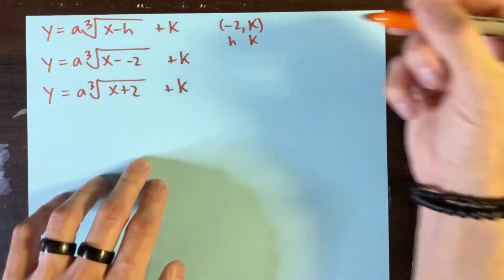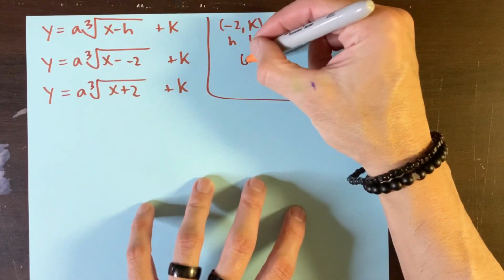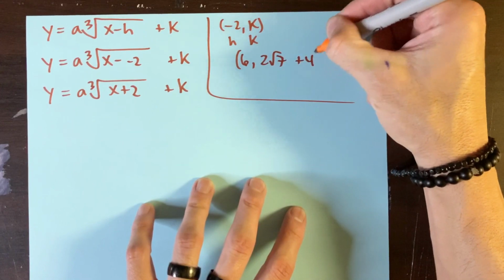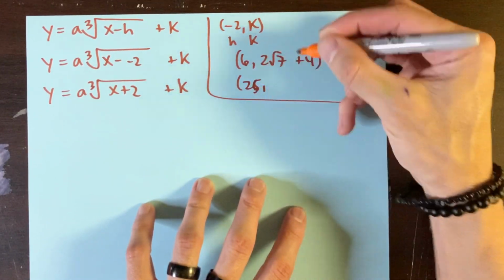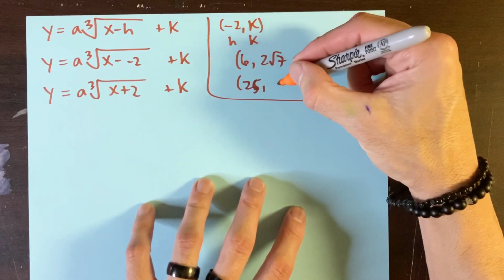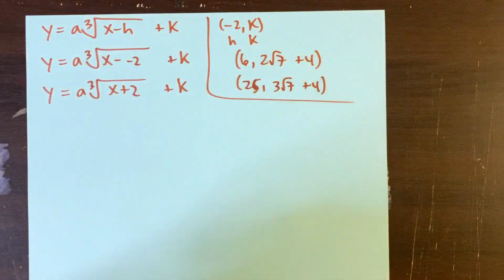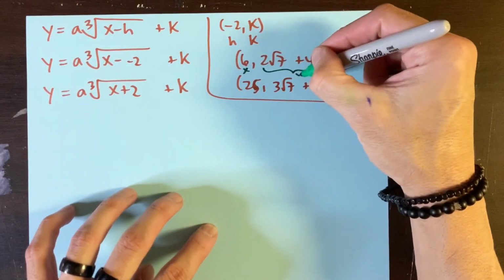And then we had a couple of other points to play with. Remember that? If you look at the picture that you wrote down, one of the points was 6 comma 2 square root 7 plus 4. And the other one was 25, that's a 25, comma 3 square root 7 plus 4. So here's what I intend to do. I'm going to plug that in for x, and I'm going to plug all of that in for y.